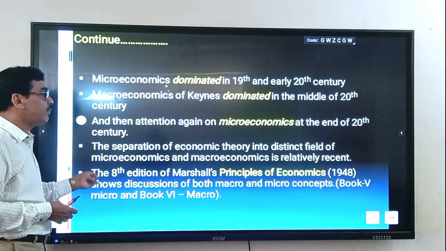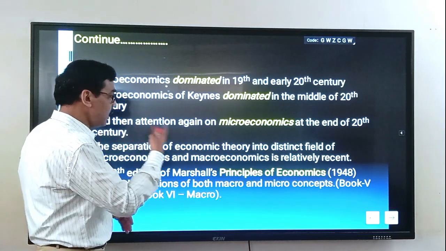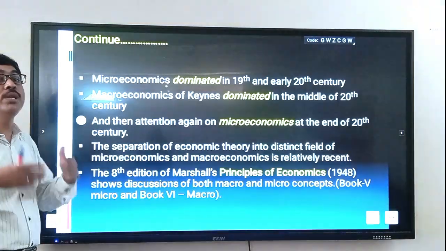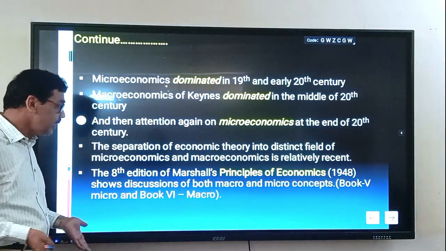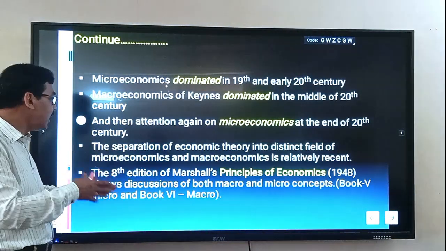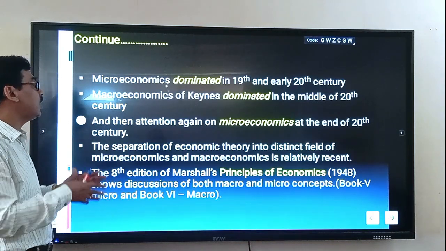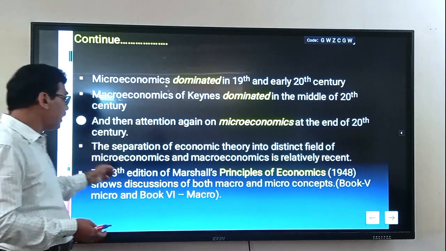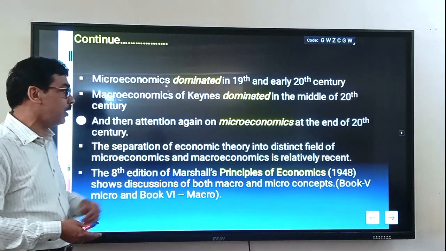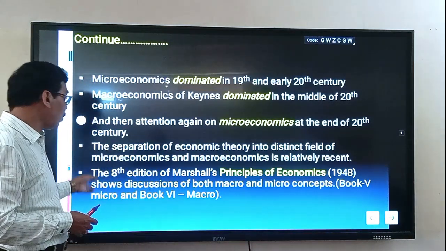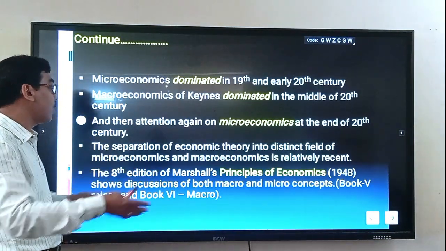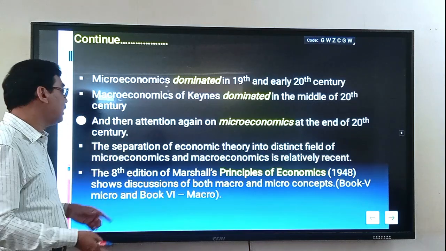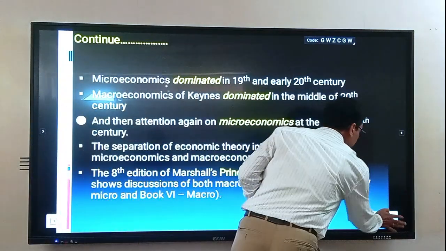The separation of economic theory into the distinct fields of microeconomics and macroeconomics is relatively recent. That means only recently are we making a very distinct separation of economic theory into microeconomics and macroeconomics. The 8th edition of Marshall's Principles of Economics, 1938, shows discussions of both micro and macro: Book V discusses micro, and Book VI discusses macro aspects.